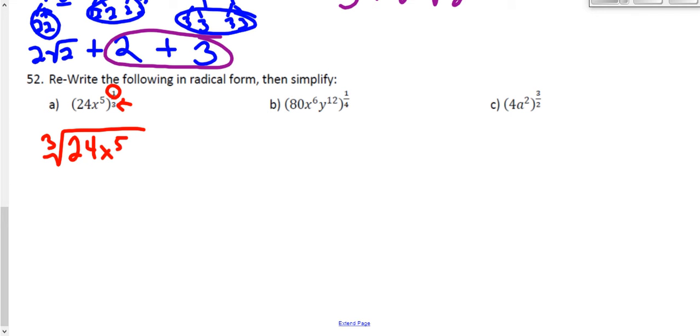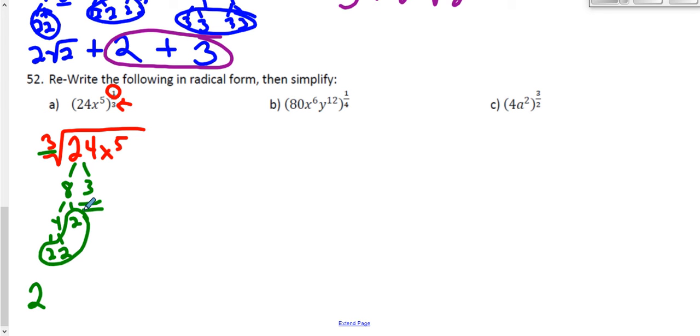To do the number 24, I'm going to break it down in pieces like we're used to. 24 is 8 times 3, 8 is 4 times 2, and 4 is 2 times 2. So what we see here, we're looking for 3 of the same thing. I have 3 2's right here, which tells me a 2 will be able to come out of this radical, but this 3 will be left inside.